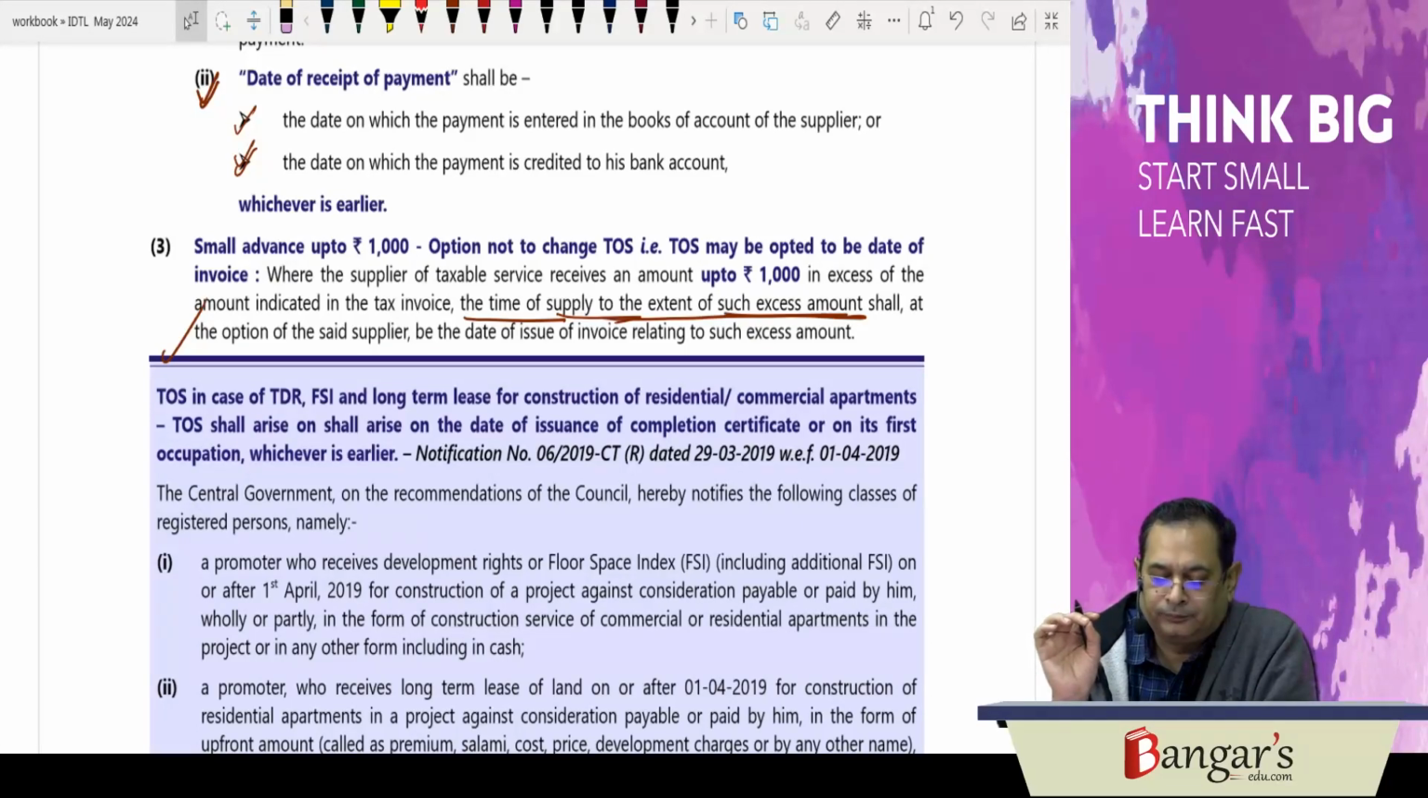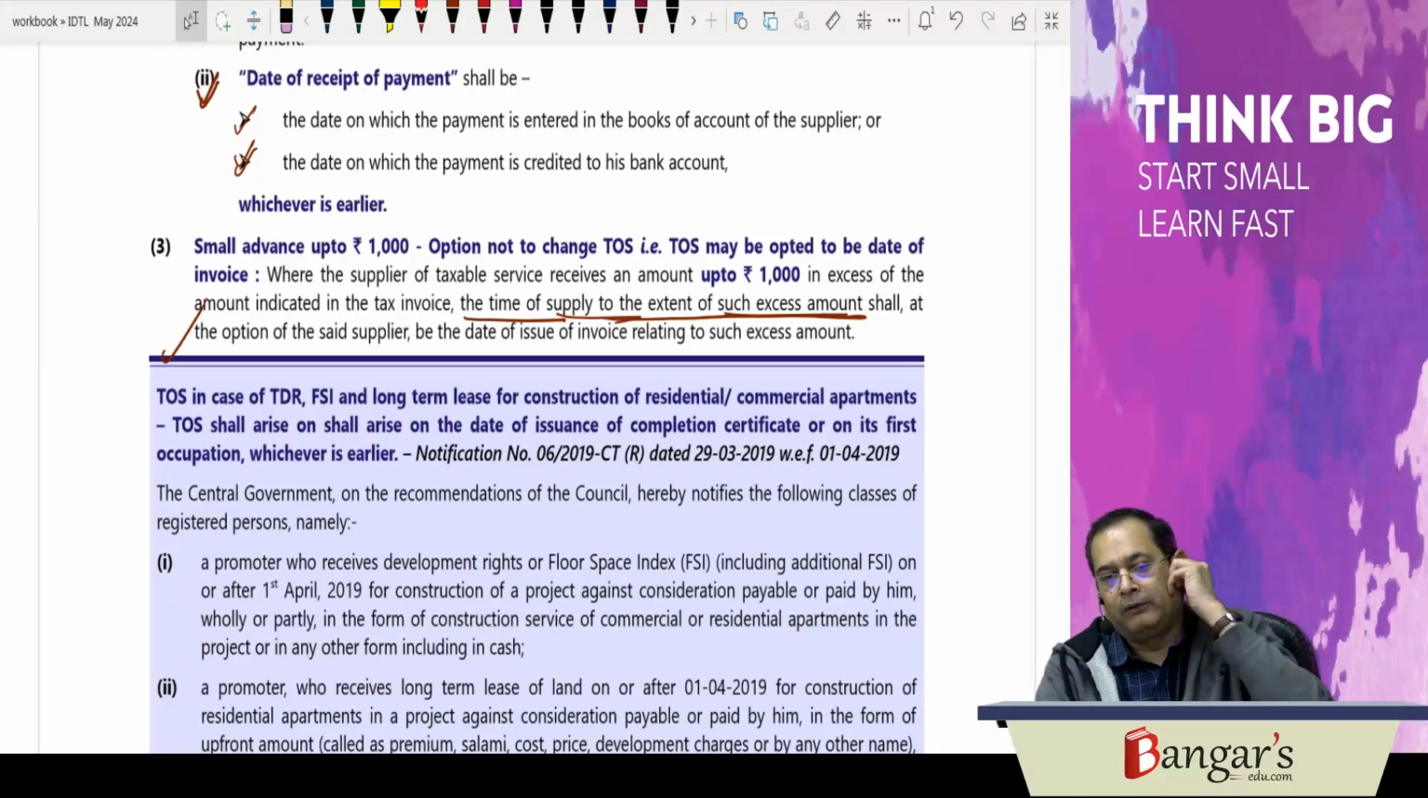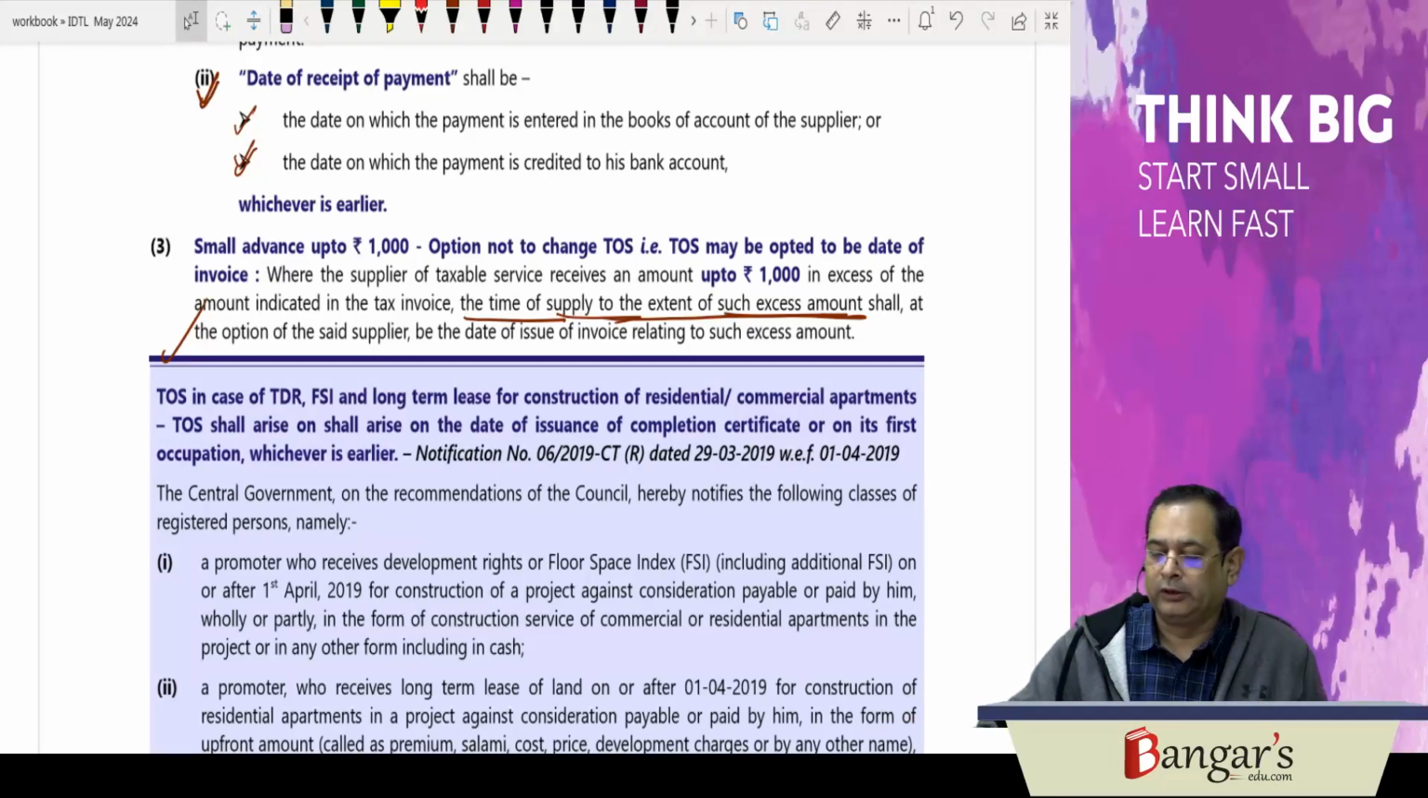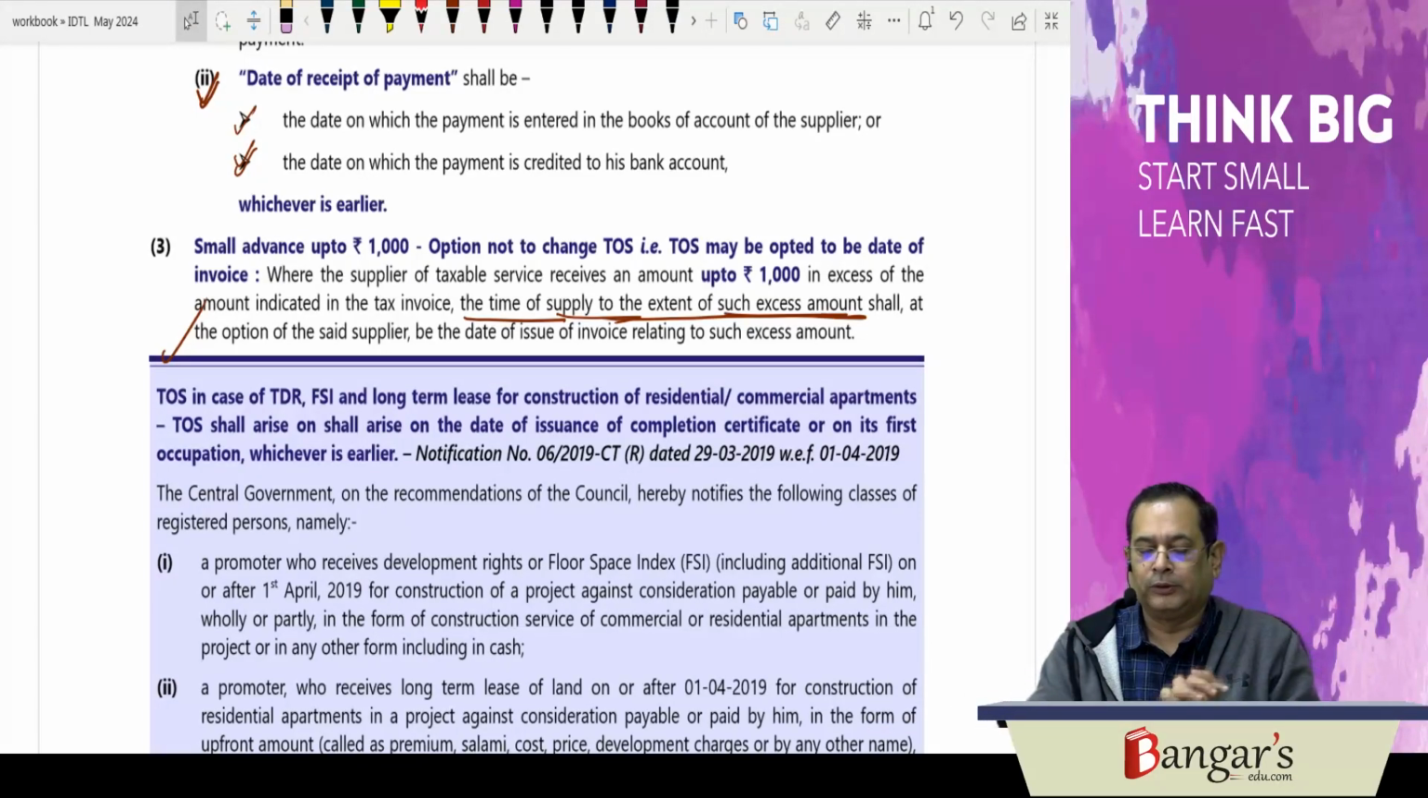Now here, regarding the time of supply, a circular has been issued that in case development rights are transferred, that is development rights or floor space index for long-term lease for construction of residential or commercial apartments, the time of supply will arise at the time of issuance of completion certificate or its first occupation, because GST will be payable at that time only, and the same is payable by the developer under reverse charge mechanism.